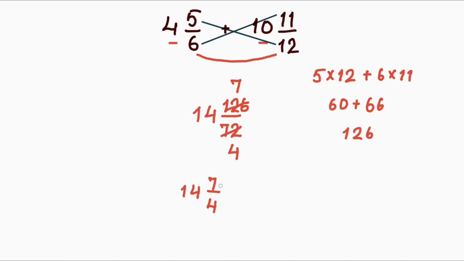But in this case, numerator is more than denominator. So add 1 to the integer value. In the numerator, subtract numerator and denominator. So 7 minus 4 and keep the denominator as it is. And your final answer becomes 15, 3 by 4.